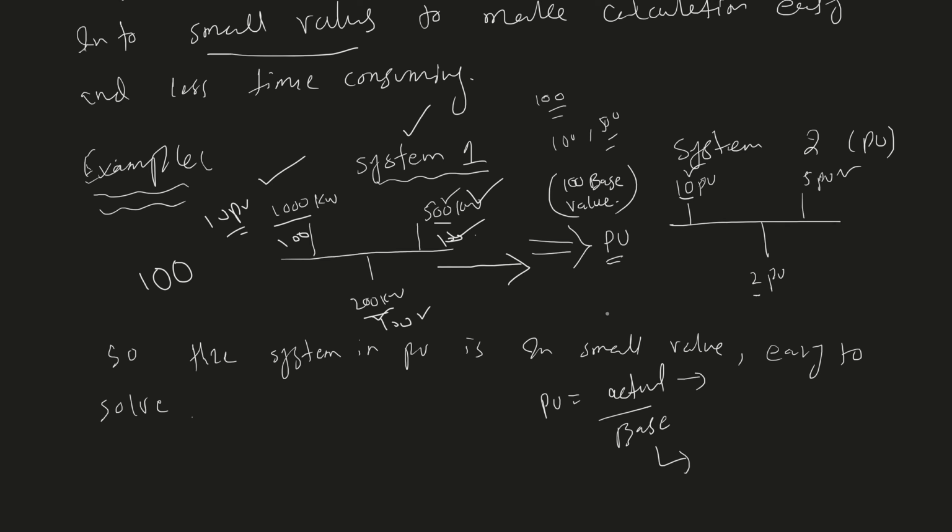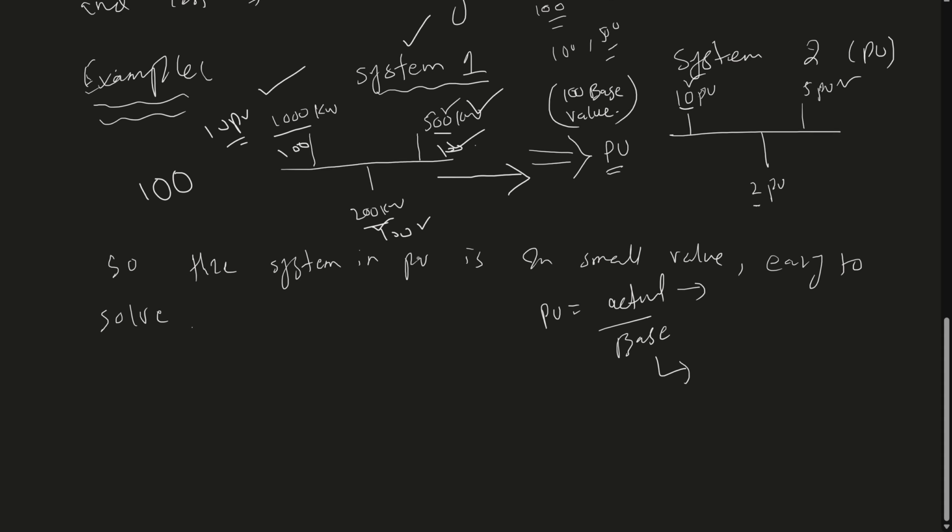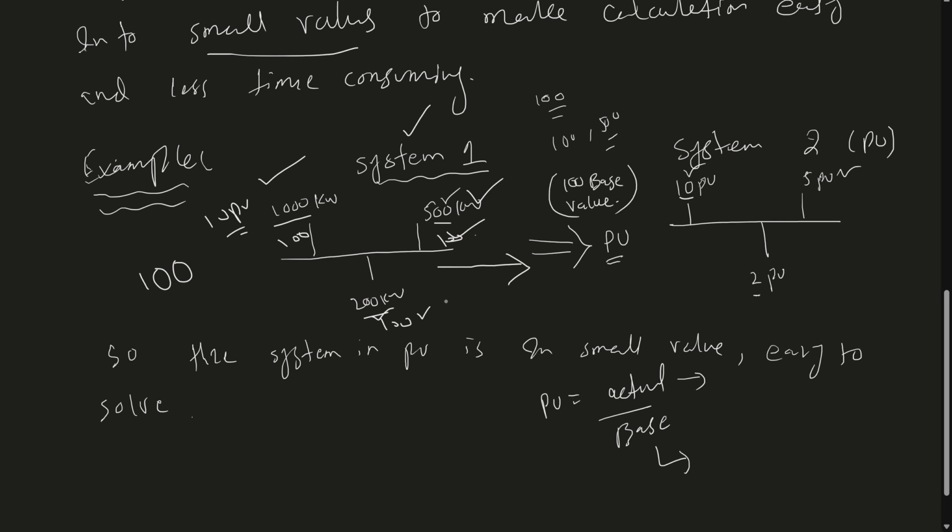So by using the per unit system in power system analysis, we simplify the complex values of any numerical problem of power system analysis, and all these values can then be used to solve problems using the Newton-Raphson or Gauss-Seidel method.